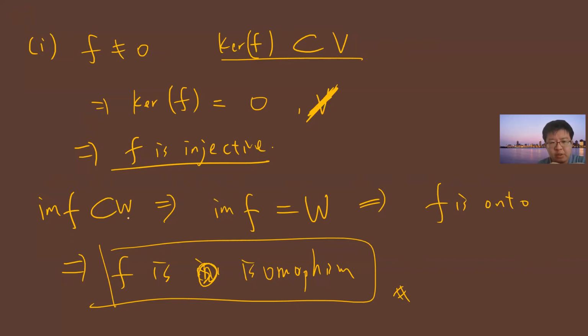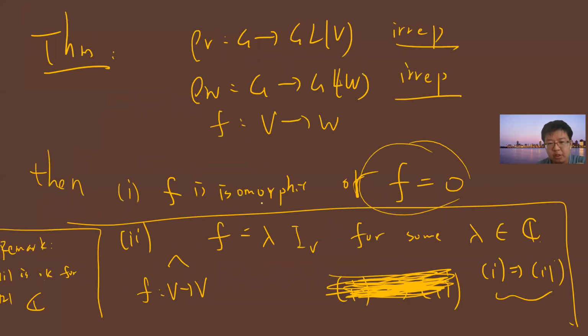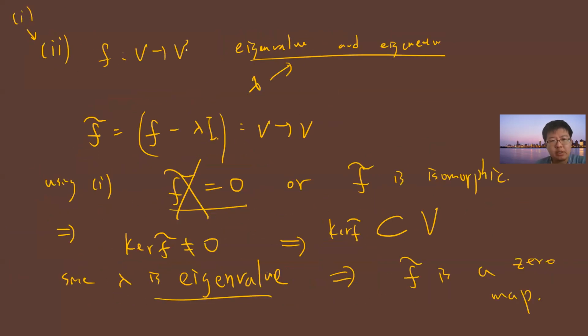And the image of f is an invariant subspace of W. But f is non-zero, so the image of f must be W because W is also an irreducible representation. So f is onto. Combine these two, you get that f is an isomorphism, which proves that f is either an isomorphism or zero. And for the second case, in a complex field, you can always find one eigenvalue, so an eigenvector.